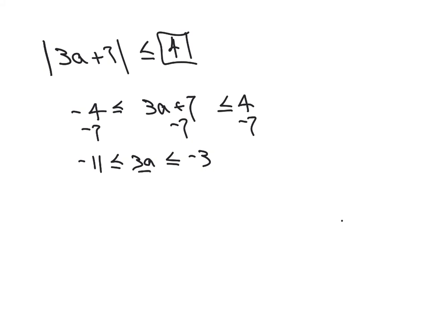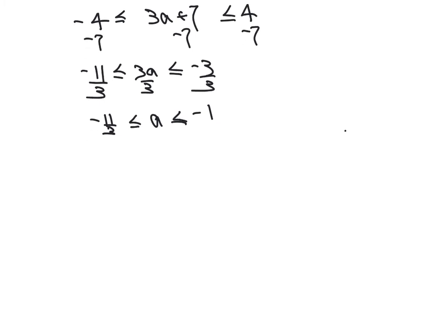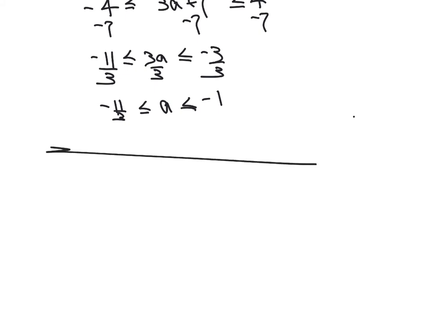Divide by 3. And we get negative 11 thirds is less than or equal to a, which is less than or equal to negative 1. Okay.